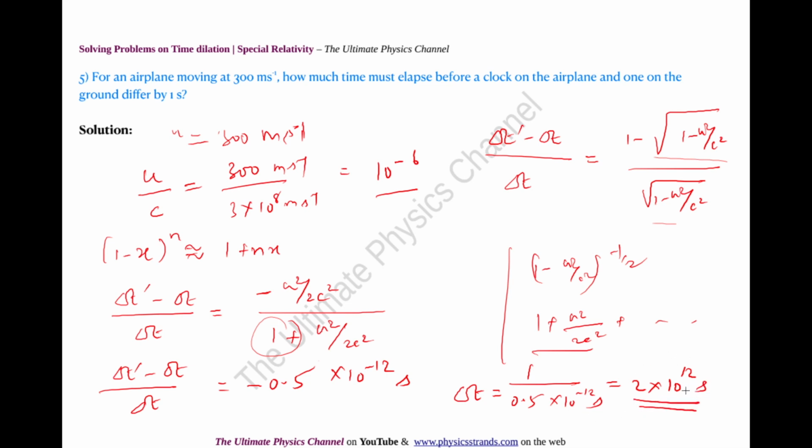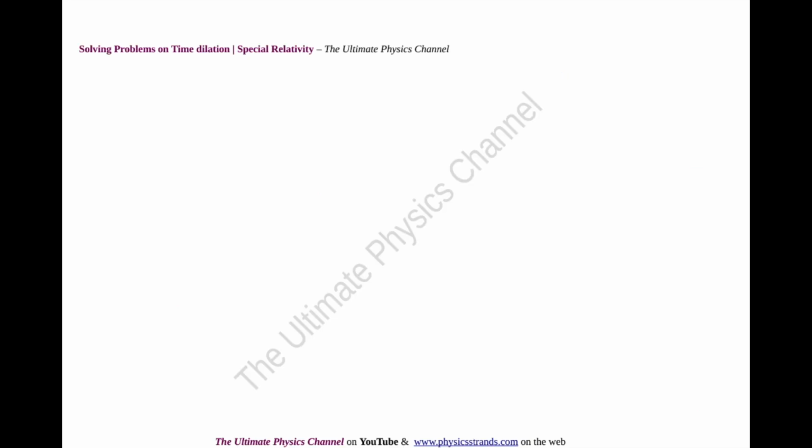That means it will take a long time for a clock on an airplane, which is speeding at 300 meters per second constantly with respect to the Earth, to differ by 1 second compared to a clock on the Earth. It will take such a long time. So that is the conclusion we can arrive at based on the answer that we have got here. 2 into 10 power 12 seconds, you can calculate how many years that is.